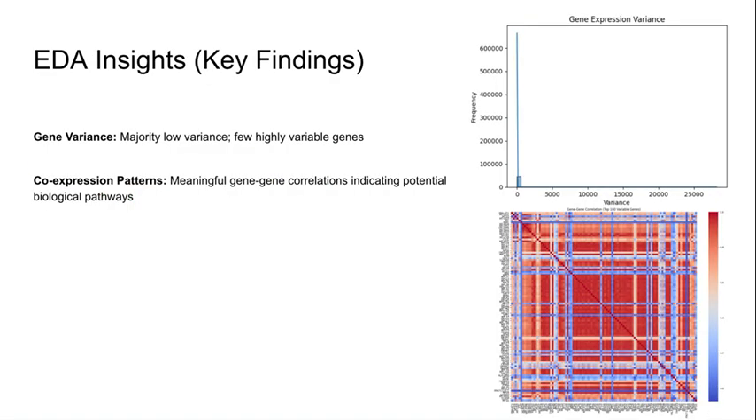Two additional findings stood out. Most genes had low variance, meaning they weren't informative. That confirmed the need for dimensionality reduction. And from the correlation heat map of top variable genes, I saw biologically meaningful co-expression blocks, suggesting regulatory patterns that the model could learn from.